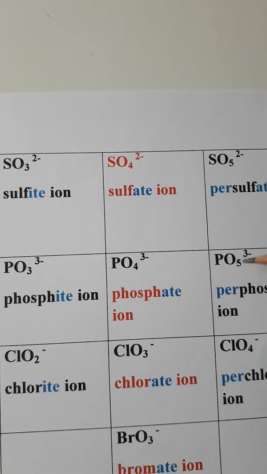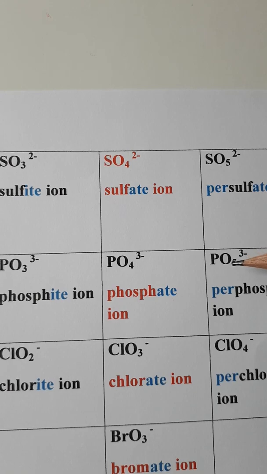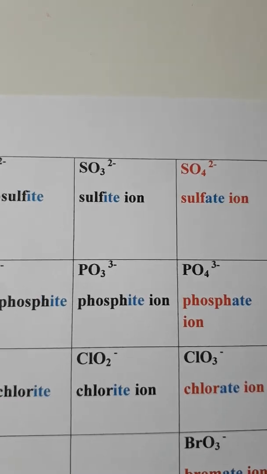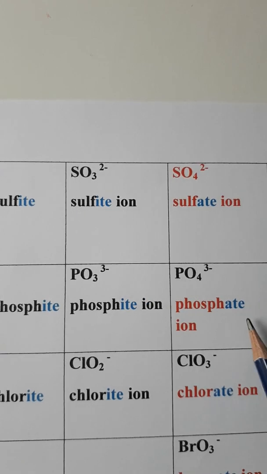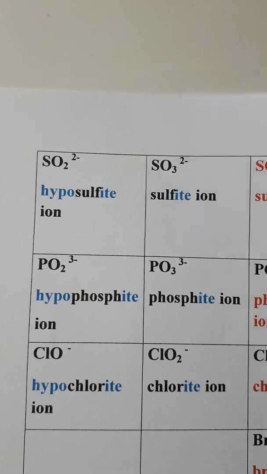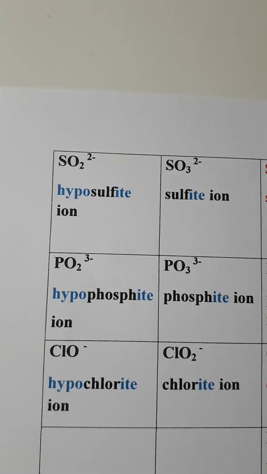PO4 becomes PO5. For this ion, the name is therefore persulfate ion. To the left, phosphite ion. 8 become 8. And the next one is hypophosphite ion.